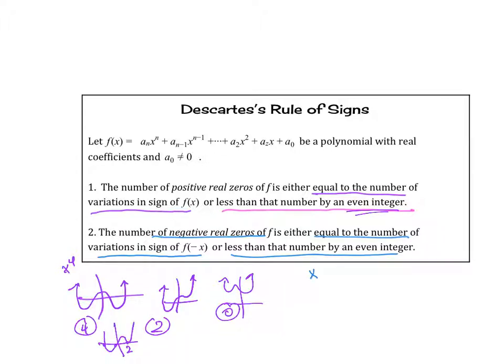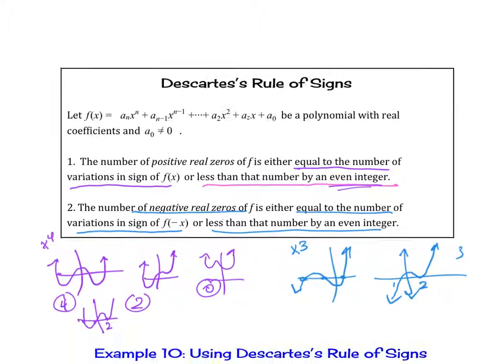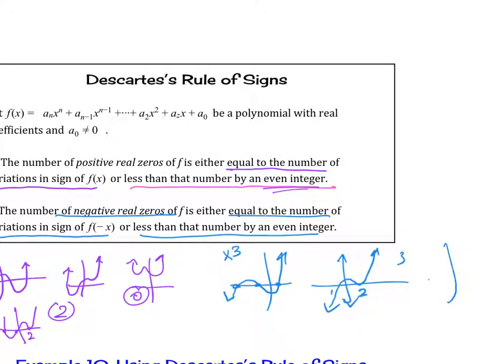Same thing for an x cubed, for example. We could say it's like this, and we have 1, 2, 3 zeros. The other option is that if it bounces, that's still a repeated root, so that's 2, and this is 1, which is still 3. And the other option is that it is just 1, only one solution. So notice it's 3, 1. It's less than that by an even integer.